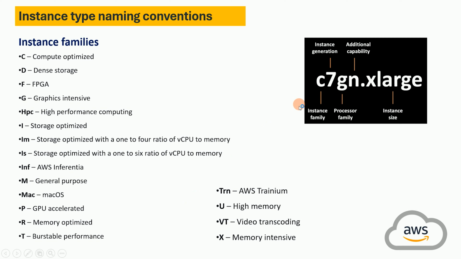So now you can see the instance type name here, C7gn.xlarge. What does it indicate? C indicates instance family. Where is it? It is here, the first one, compute optimized. So it indicates CPU will be more here. Instance generation 7, it will be from the 7th generation. Additional capabilities N. Processor family G. I will tell you briefly about processor family in the next slide. Xlarge, instance size. So it could be medium, small, large, extra large. It could be anything. It indicates that.